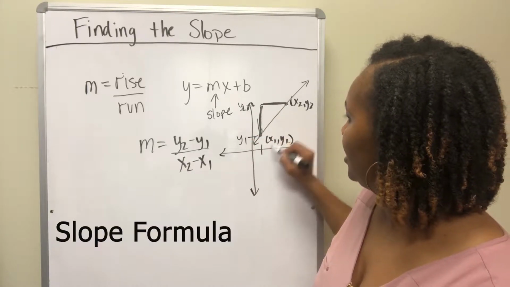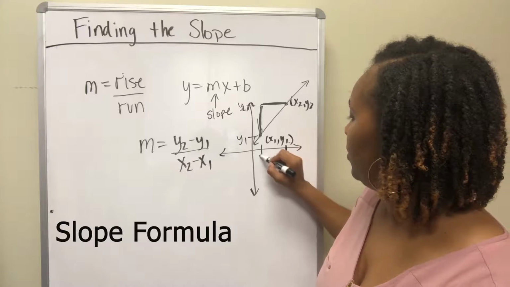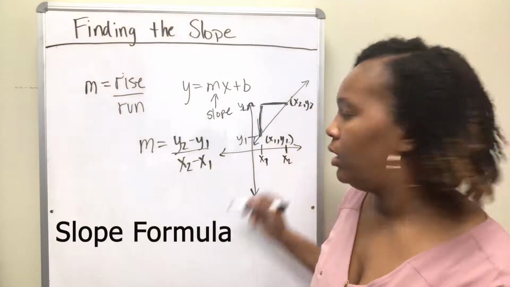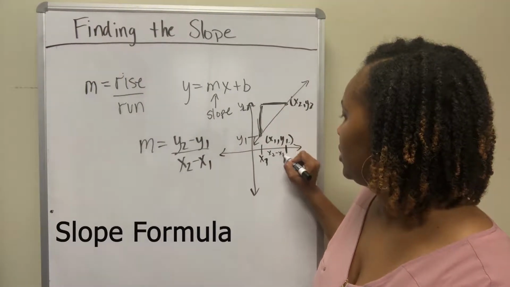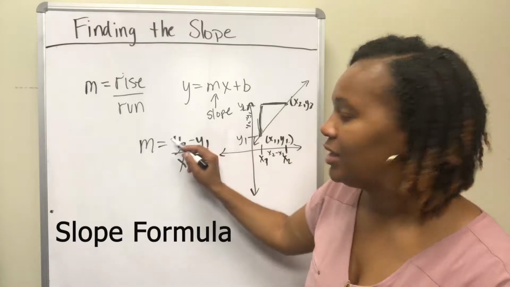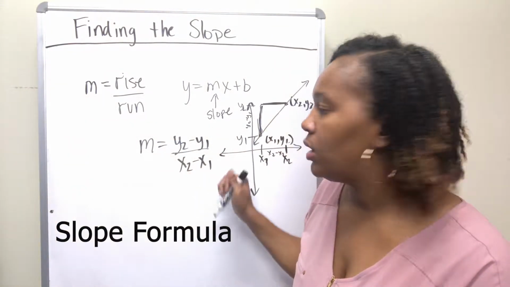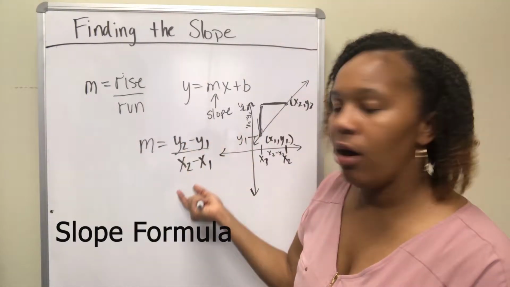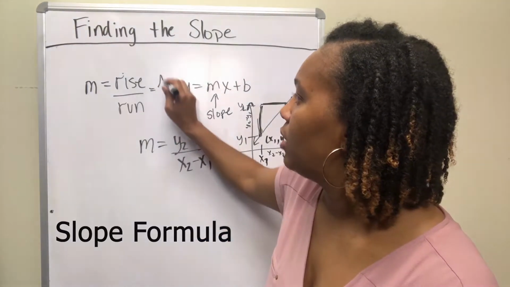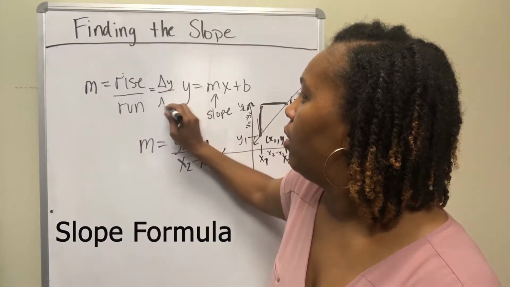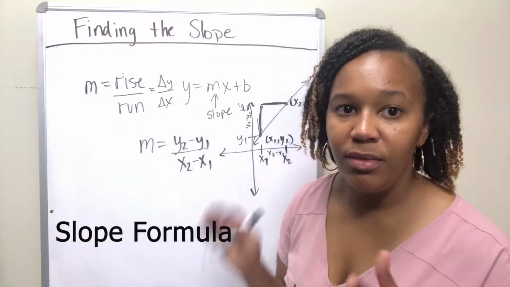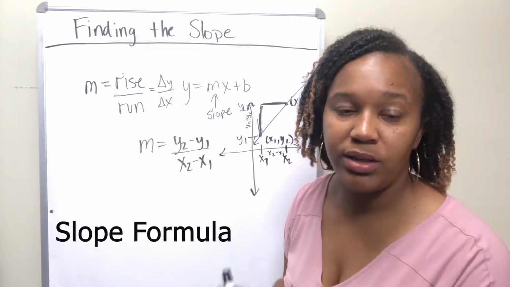And then this distance here is going to be your change in x, which is going to be your x2 minus your x1. And this distance here is y2 minus y1. And so that's exactly what this formula is measuring. It's measuring the change in y over the change in x, which is the same as the rise over run. So you can also call that delta y over delta x, where delta represents change. So these are ways you can find the slope.